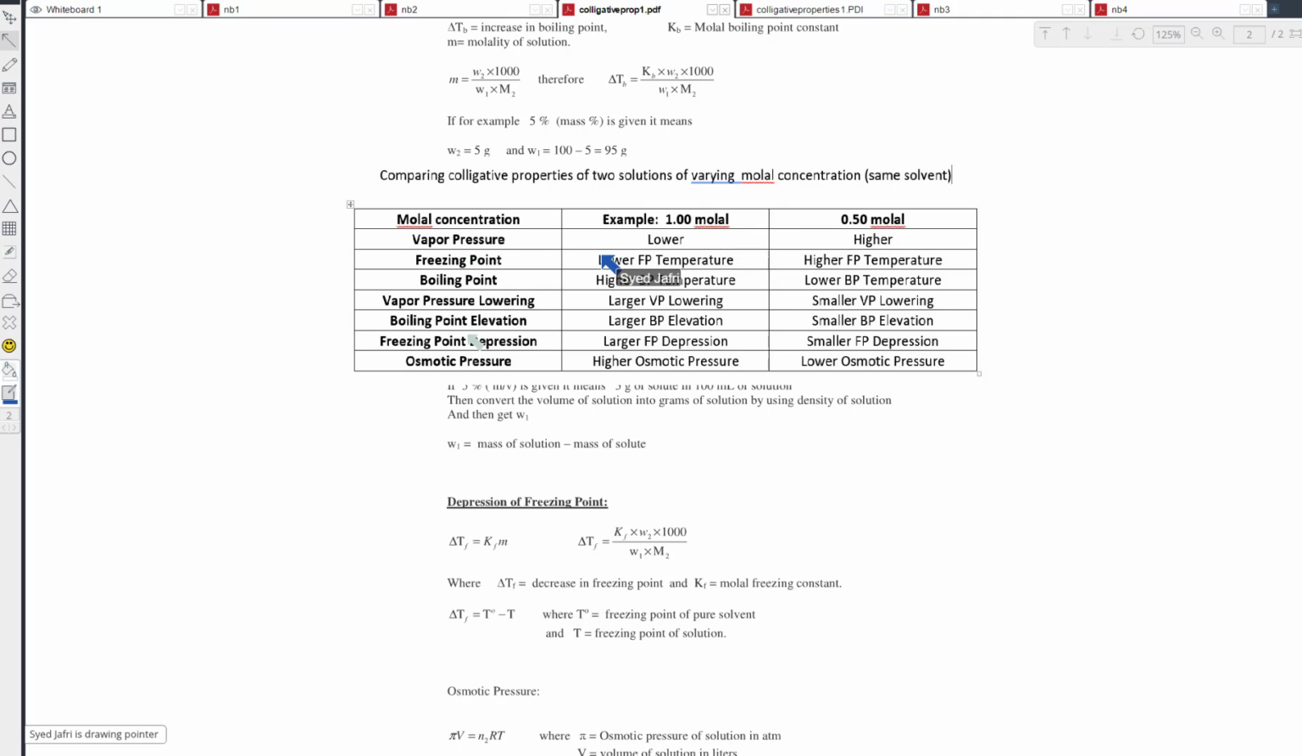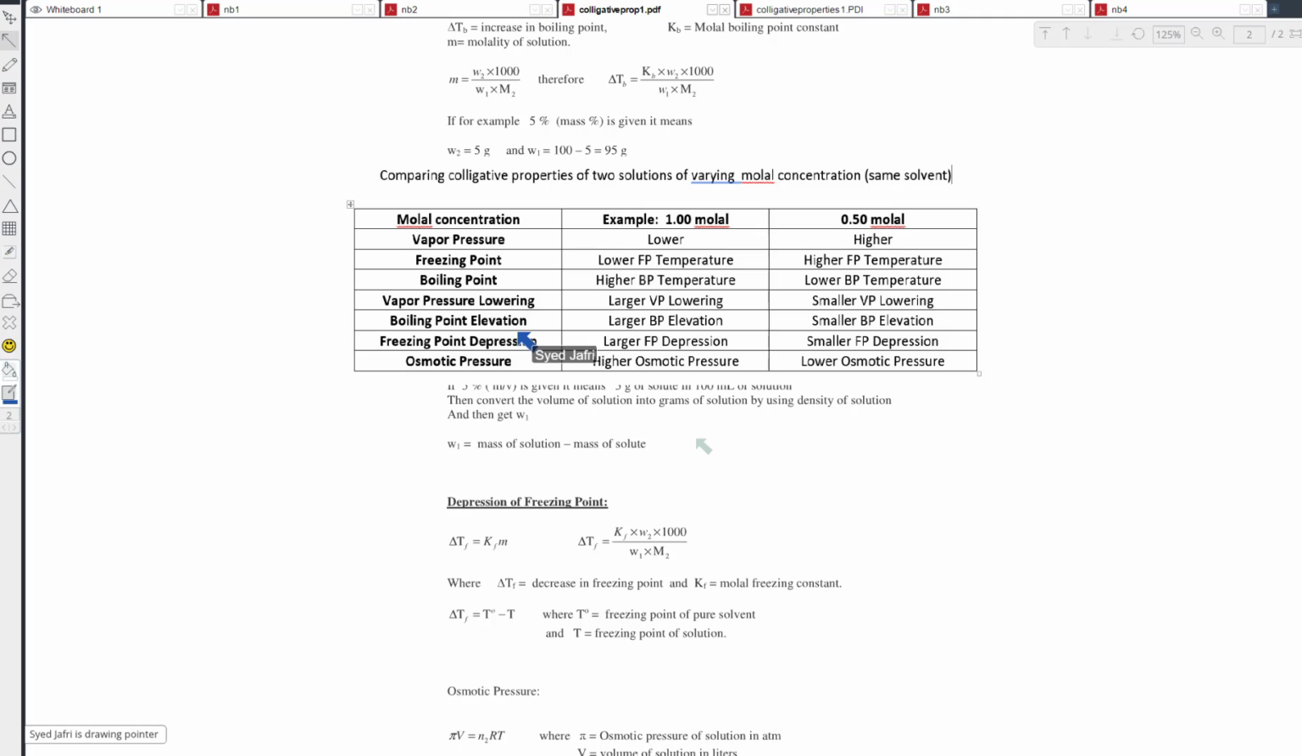Okay, vapor pressure is going to be lower. That's right, because higher concentration means lower vapor pressure. Freezing point lower, that's good, higher freezing point. Boiling point higher, lower boiling point. Vapor pressure lowering larger, smaller, okay, that's good. Larger boiling point elevation, that's correct. Larger freezing point depression, smaller. High osmotic pressure, low osmotic pressure, that's good. Very good.